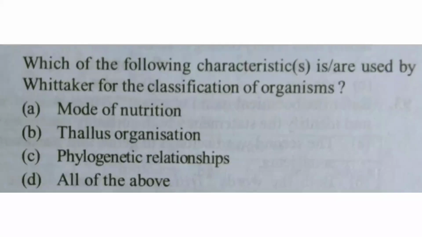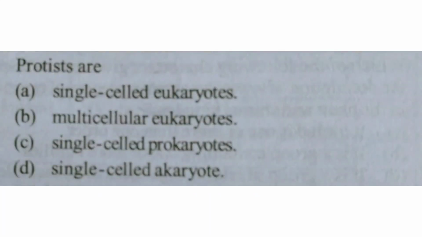Which of the following characteristics are used by Whittaker for the classification of organisms? A. Mode of nutrition. B. Thallus organization. C. Phylogenetic relationships. D. All the above. Protista are A. single-cell eukaryotes, B. multicellular eukaryotes, C. single-cell prokaryotes, D. single-cell eukaryotes.